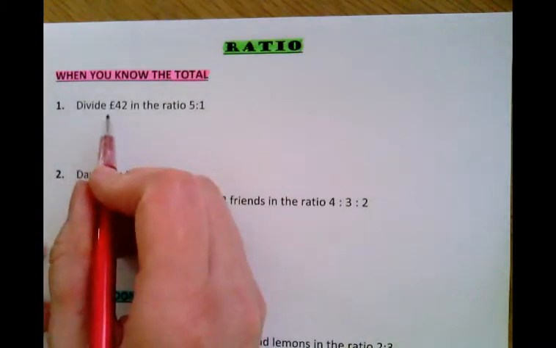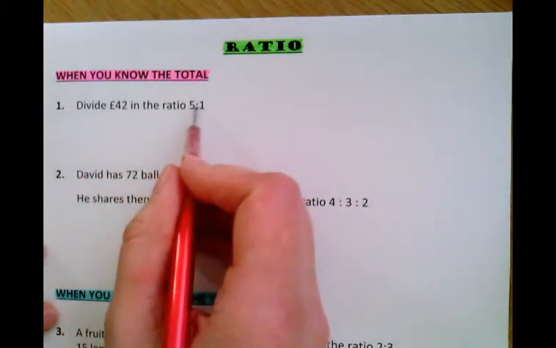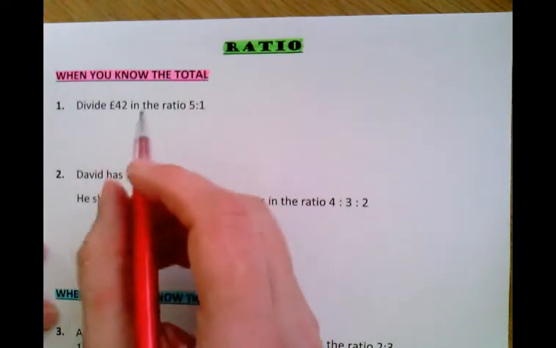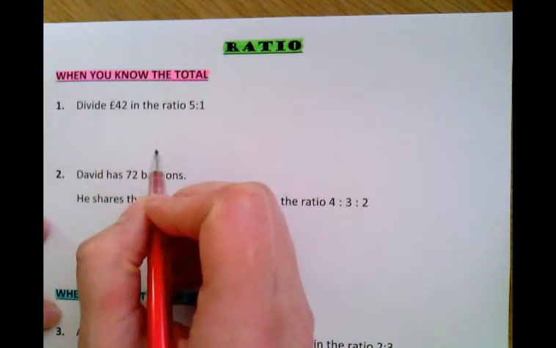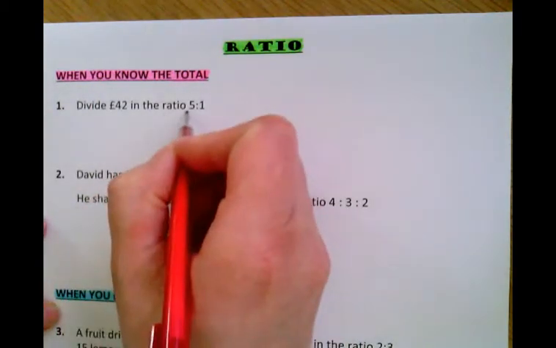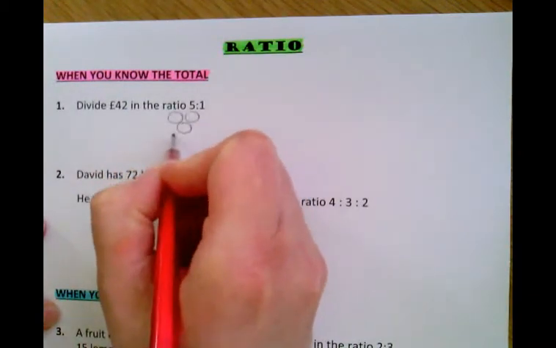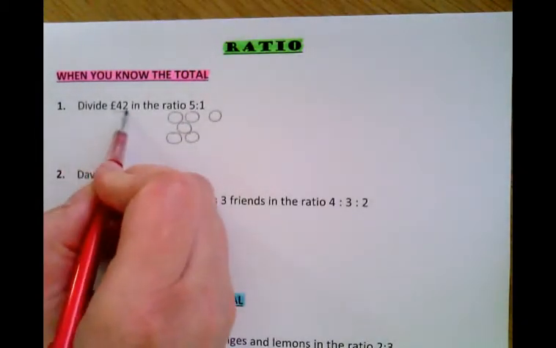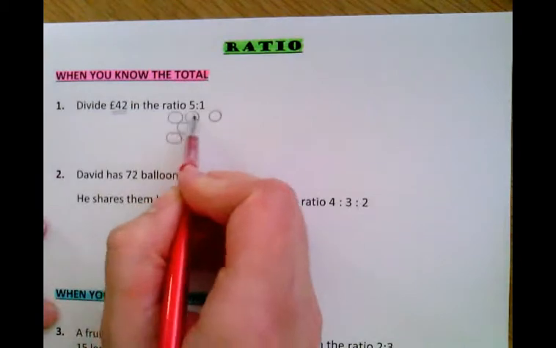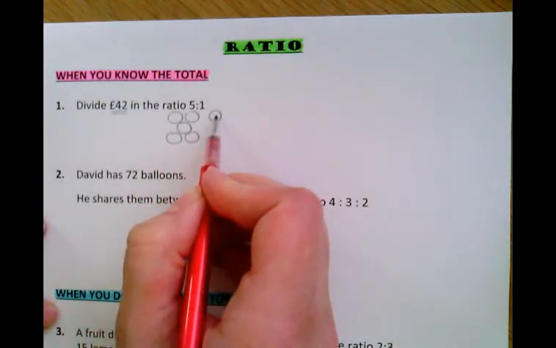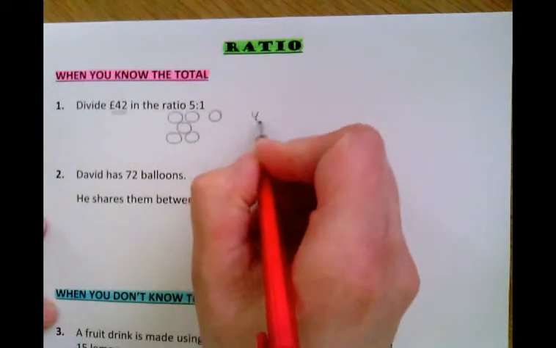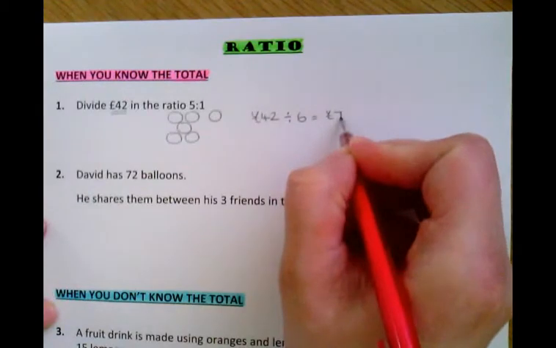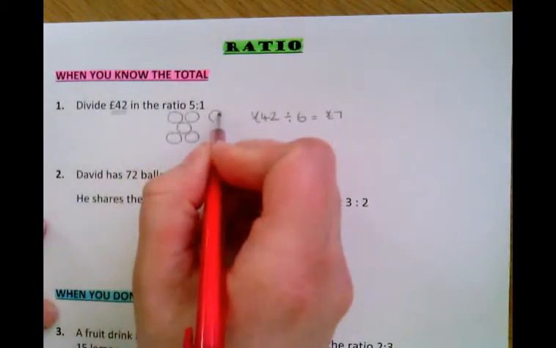So the £42 is being shared out between two people because there's two numbers in the ratio. The first person is getting 5 parts and the second person is just getting 1 part. I would normally do these questions by drawing out wee money bags. So the first person is getting 5 money bags and the second person is only getting 1. So that means that the £42 is being shared out between 1, 2, 3, 4, 5, 6 money bags all together. So £42 divided by 6 gets you £7. So that means that there's £7 in each of those money bags.